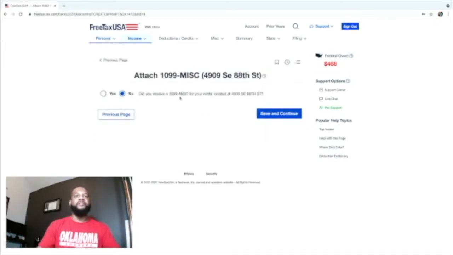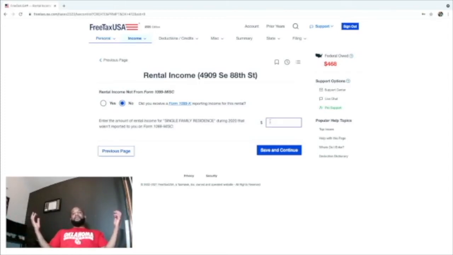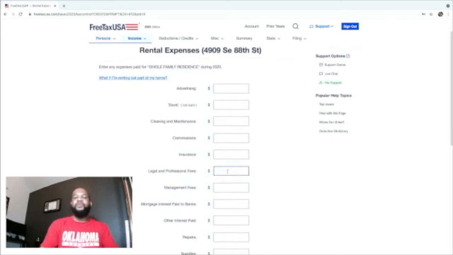Okay, did you receive a 1099-MISC for your rental property? No. I mean, you don't have to. All right, rental income. Enter the rental income for the single family residence for 2020 that wasn't reported. So basically, the income that you received on the property. Say if the property brings in a total of $200 a month, you multiply that by 12 and you get $2,400. So you got to put down the expenses for this home that you've had over the year. Okay, legal and professional fees.